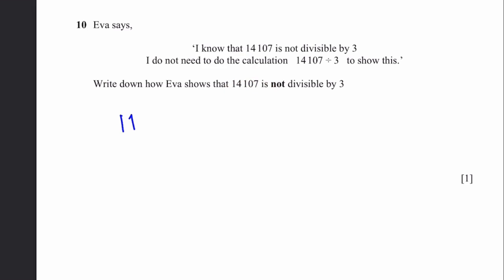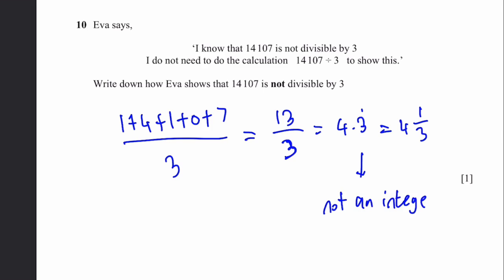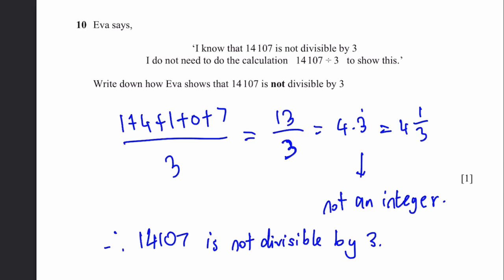So we can do 1 plus 4 plus 1 plus 0 plus 7 divided by 3. That will be simply 13 by 3, which is equal to 4.33333 and it goes on. That's why 4.3 dot. Or you can write this as 4 1 by 3, which is not an integer. Therefore, the number 14107 is not divisible by 3. That's the answer.